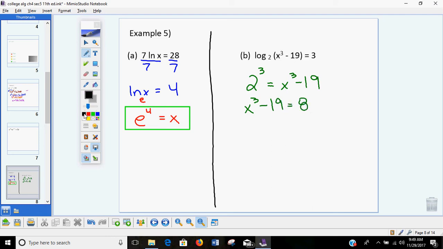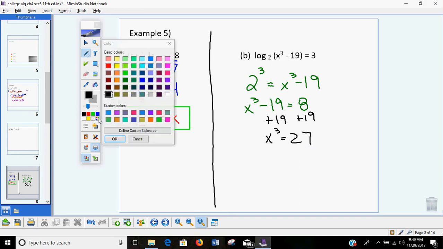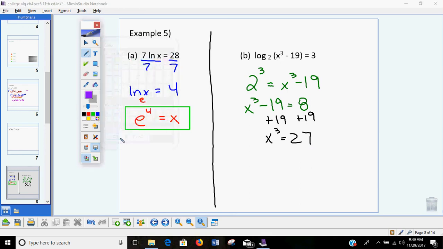Next thing I want to do is get the x cubed by itself. So I'm going to add 19 to both sides. I get x cubed equals 27. Now we want to solve for the x. To solve for the x, we're going to take the cube root of both sides. So I get cube root of x cubed is x, and cube root of 27 is 3.